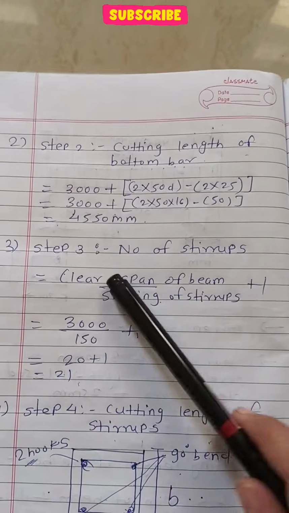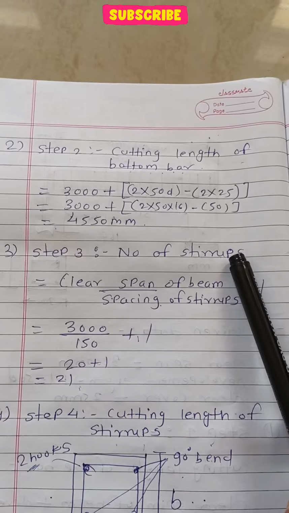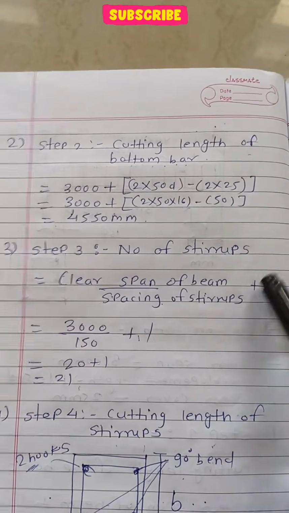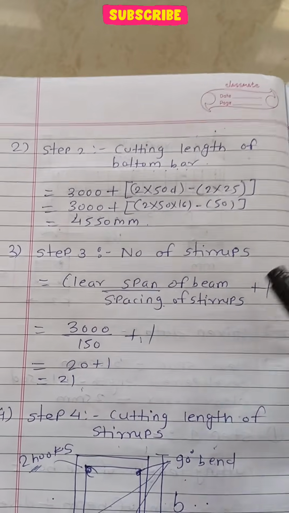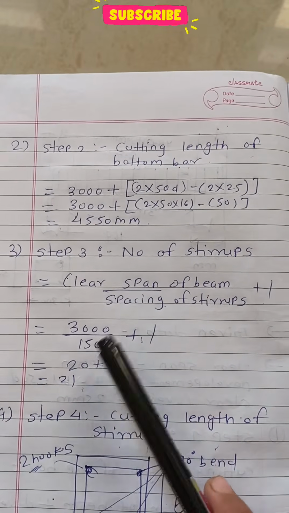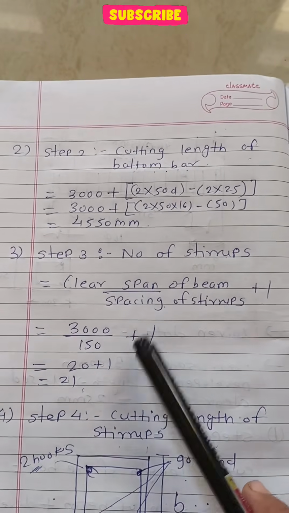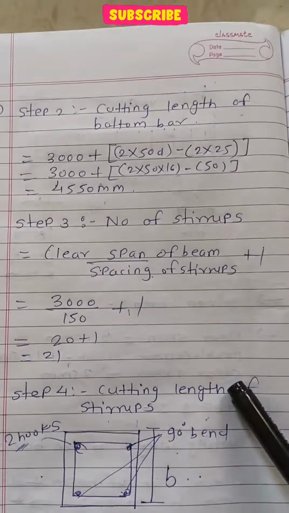Then the next is the third step, that is number of stirrups. First we need to calculate it. The clear span of the beam divided by spacing of stirrup, plus 1 is mandatory. Then we come to the conclusion that the value comes out to be 21, so 21 stirrups will be required for the total length of beam, that is 3 meter.